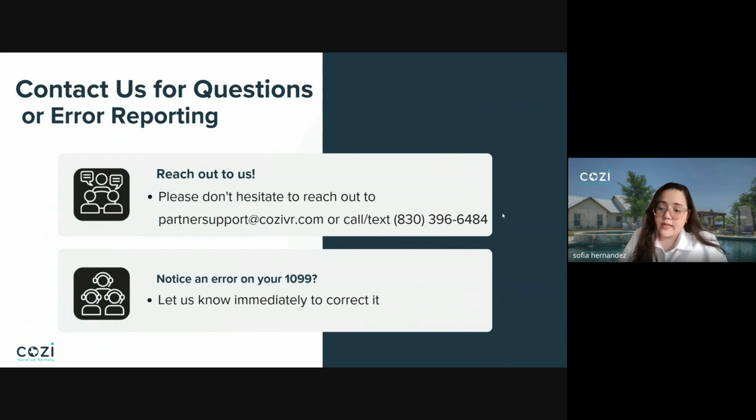And if you notice any error on the 1099 as well, something we wanted to disclaim here is the gross rent. We have had reach outs before from owners mentioning that that is not the net income that they made. I mentioned it here in the training, that is not the net income that they're seeing. But if there's any other error, for example, on your social security number or your name or corporation name, please let us know so that we can fix that error and correct it.